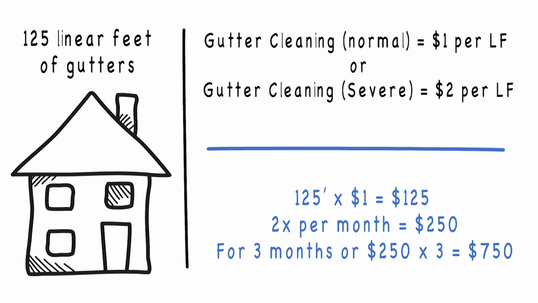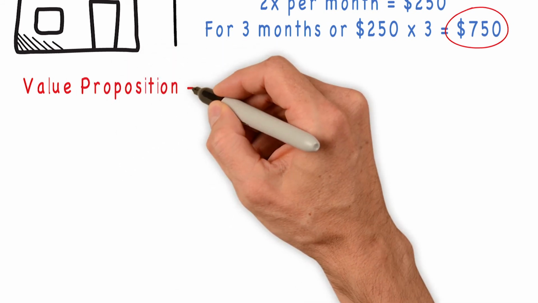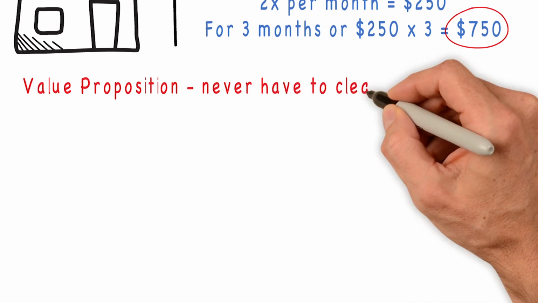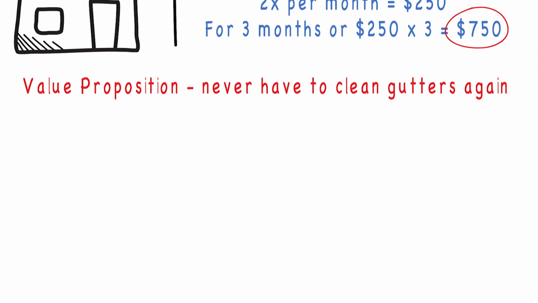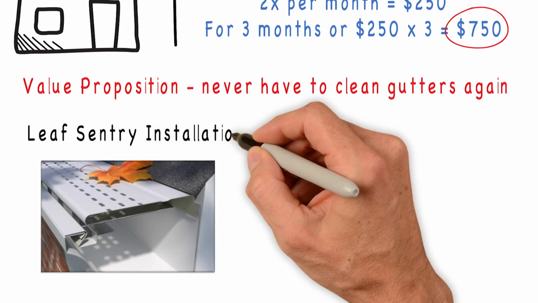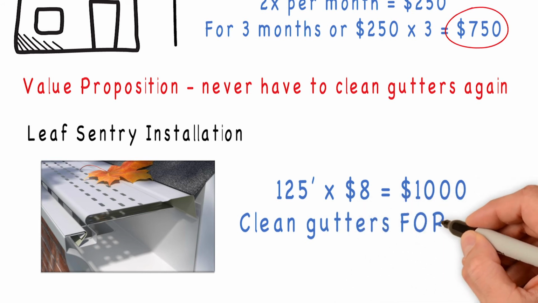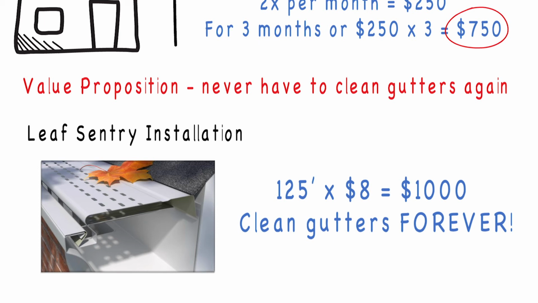Now is your chance to educate the customer. First, you tell them the importance of having properly working, unclogged gutters and the damage that can be caused if they don't keep up with it. Once you do that, they begin to understand the real value proposition you're offering. Now that they can appreciate having clean gutters, this is when you can offer a cost-saving solution. Here's where you break out your custom-made mock-up sales tool. You show them how the Leaf Century works and offer to clean gutters and install the Leaf Century for one low price. Let's say that is that same 125 feet of linear gutters, right, at $8 per linear foot for the Leaf Century installed, or $1,000 for clean gutters forever.